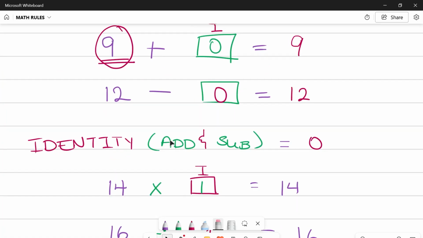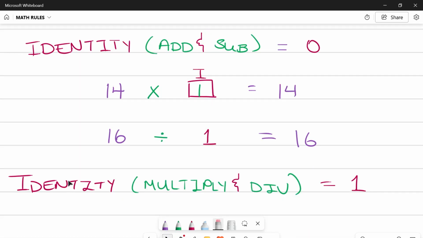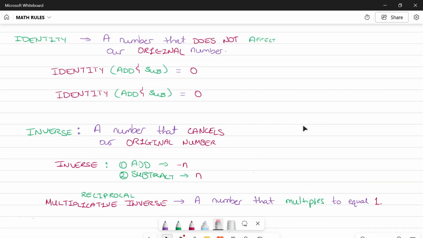The identity when doing addition and subtraction is always 0. The identity when doing multiplication and division is always 1. These are the main concepts we learned today, the identity and the inverse, and we looked at how they function under different operations.